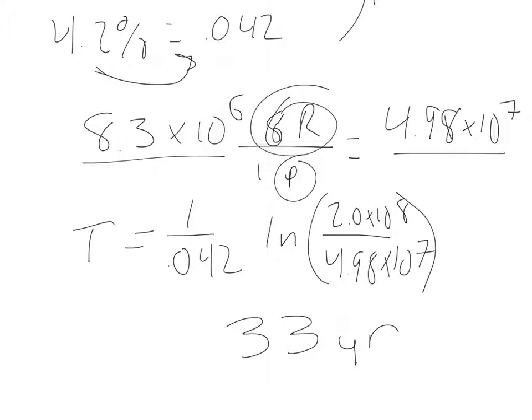We originally in the problem wanted to know when this will occur. So we started in 2011. We have to add 33 years, and you should get 2044. If the growth rate stays the same, it will take 33 years for the population of rats in New York City to reach 2.0 times 10 to the 8th, or 200 million rats.